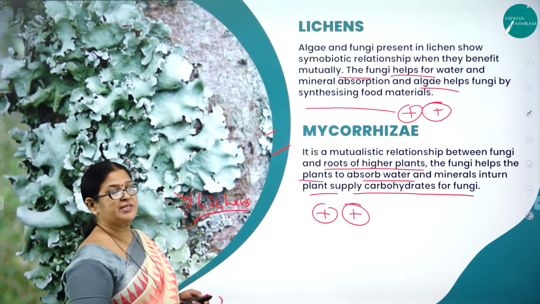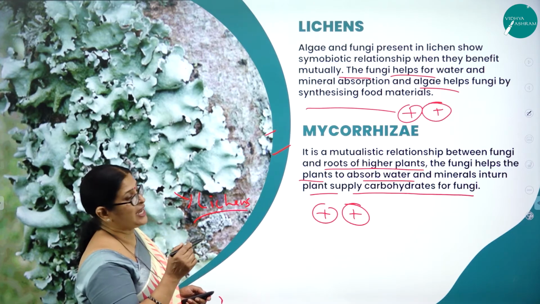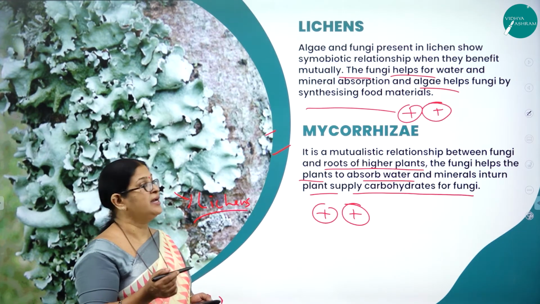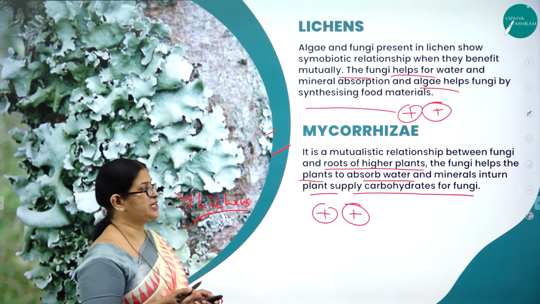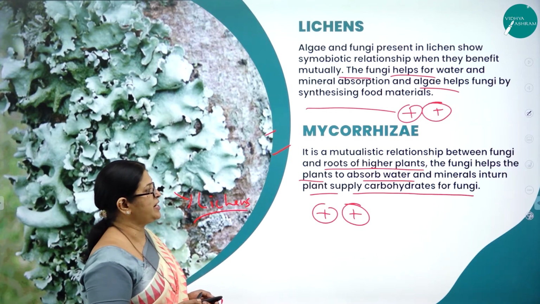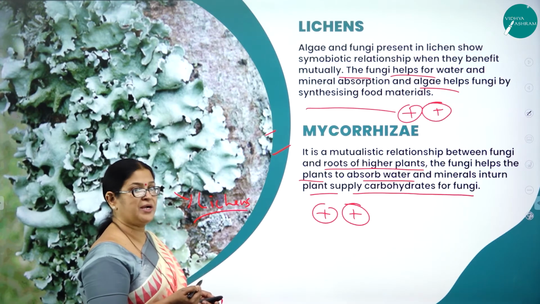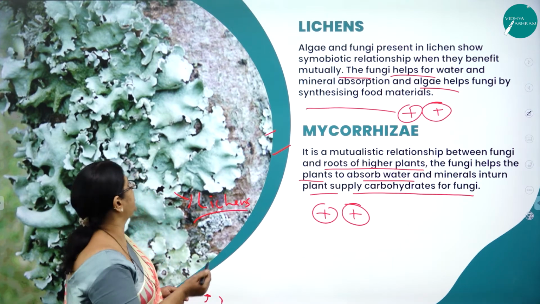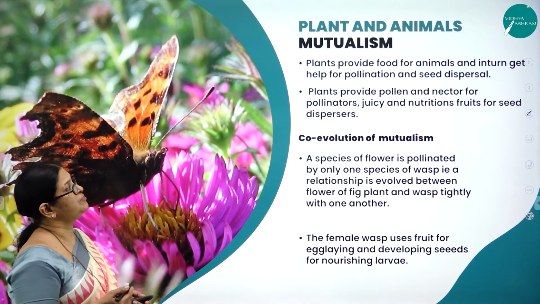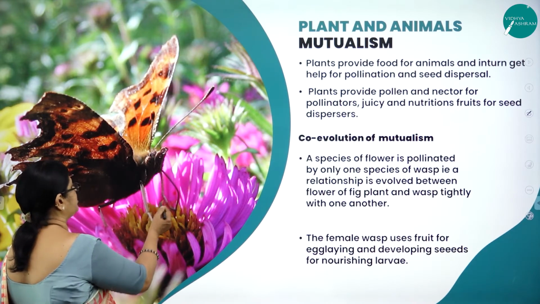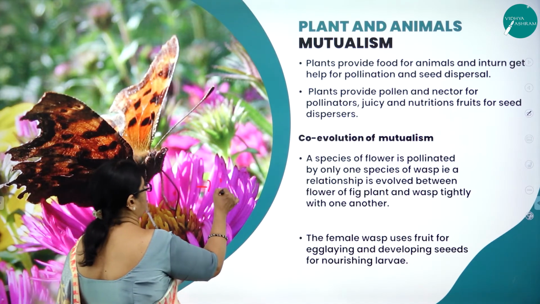So what is lichen? It's an association between a fungus and an alga, where the fungus helps with water and mineral absorption, and the alga helps the fungus by synthesizing food materials. Mycorrhiza is an association between fungi and the roots of higher plants, where the fungi help the plants absorb water and minerals. In turn, what will the plant supply? Carbohydrates for the fungi. Here you can see this beautiful picture of lichen. So, plant and animal mutualism. Here you can see the beautiful picture of an insect. This whole process is nothing but called pollination.